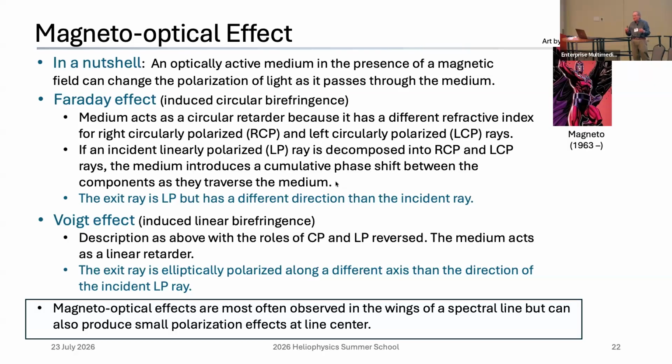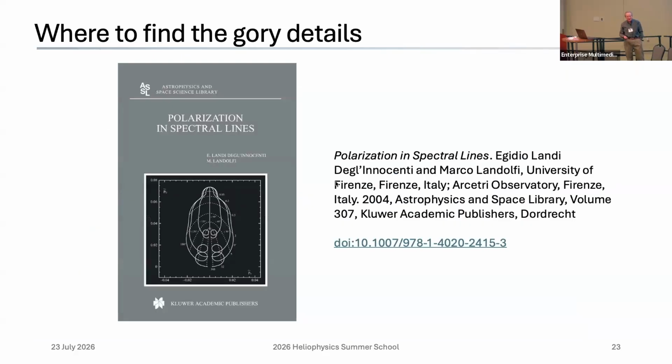Magneto-optical effects refer to an electromagnetic wave as it travels through a medium. So it matters how far you've traveled, right? It's cumulative. The Hanle effect is a point effect. And if you ever go in this direction, get this book. It has all the gory details.